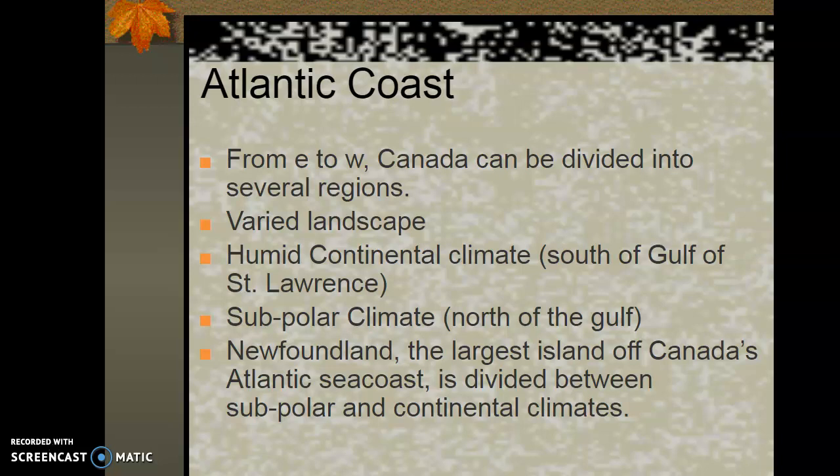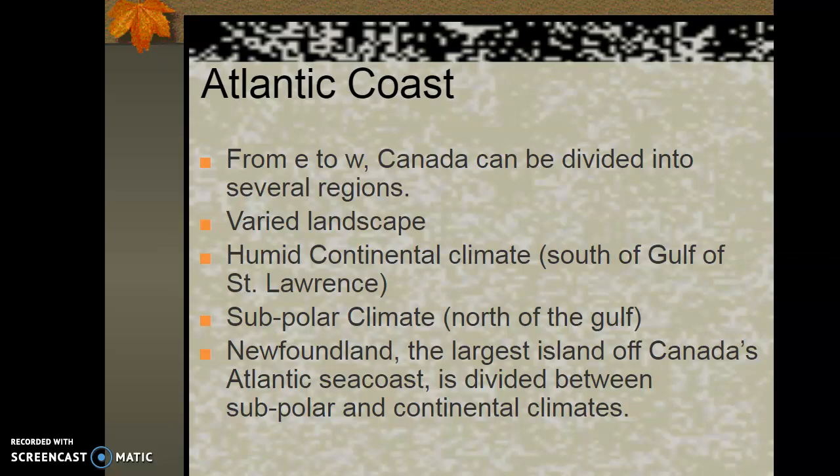From east to west, Canada can be divided into several regions. It has a varied landscape. It has several climates. The first is the humid continental climate, and this is south of the Gulf of St. Lawrence. And then there's also a subpolar climate, and that's north of the Gulf.